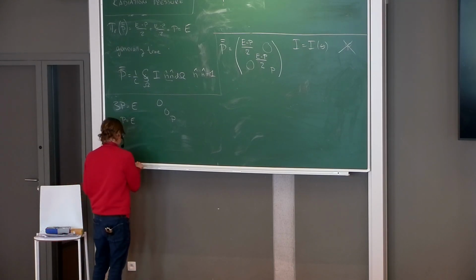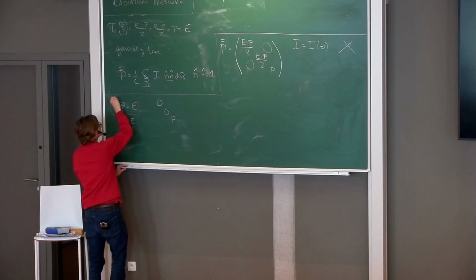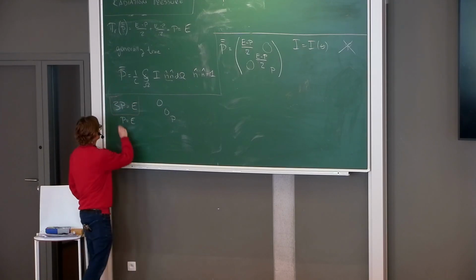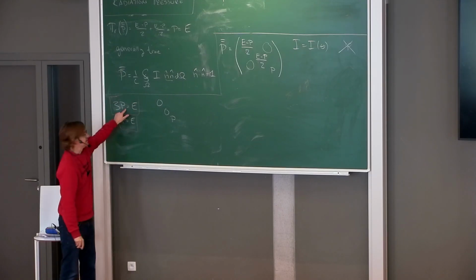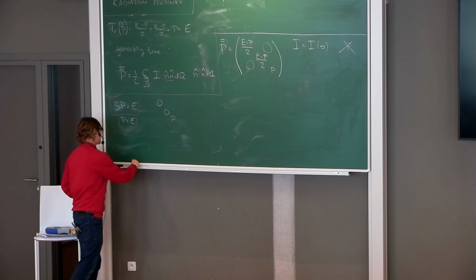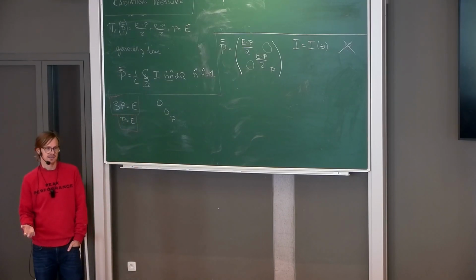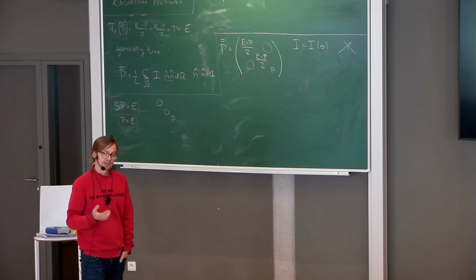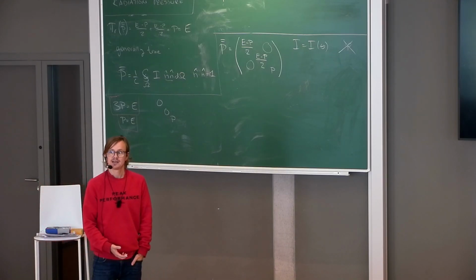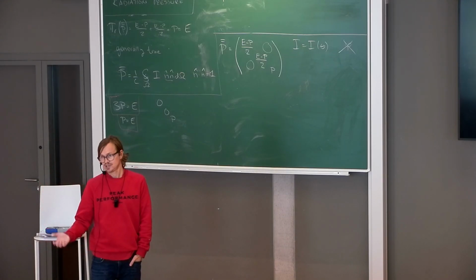Now, we will come back to both of these cases, actually. This is the case for an isotropic radiation field. It is the case for equilibrium radiation described by black body radiation. Okay?